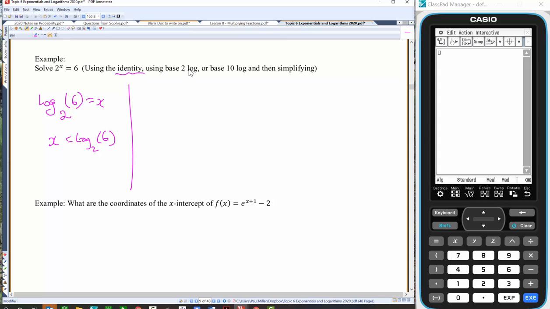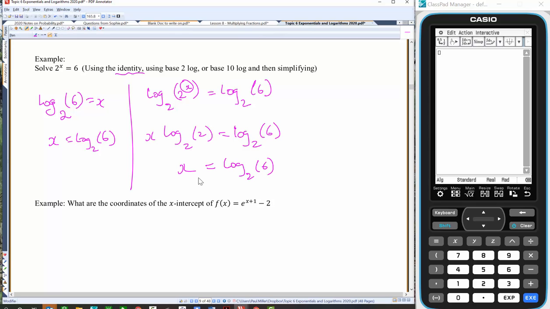Well, what I'm going to do is take the log base 2 of both sides. I'm going to go log base 2 of 2 to the x equals log base 2 of 6. All right, and then what I'm going to do is use that rule. So that index goes out the front. x log base 2 of 2 equals log base 2 of 6. Now log base 2 of 2 is equal to 1, so that's x is equal to log base 2 of 6. There we go, got the same answer.